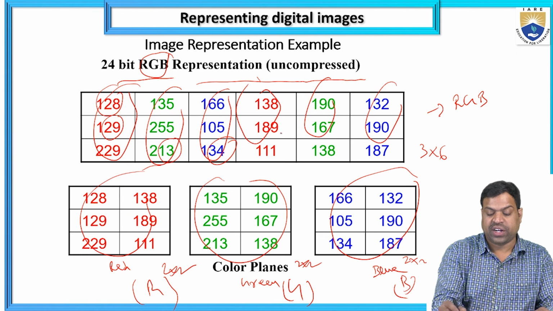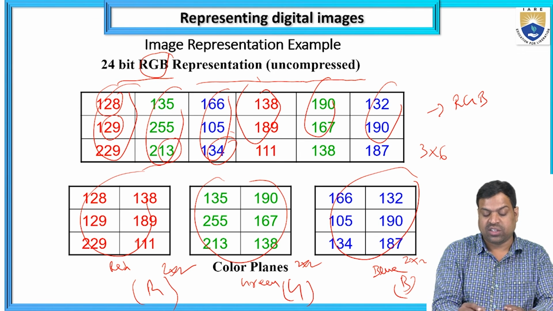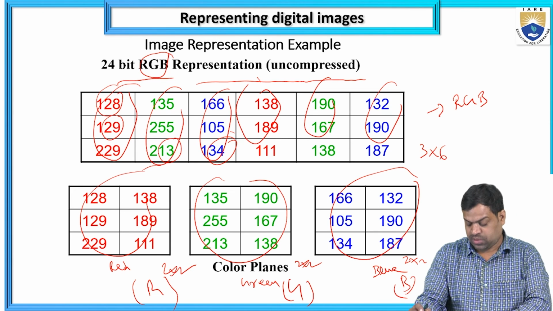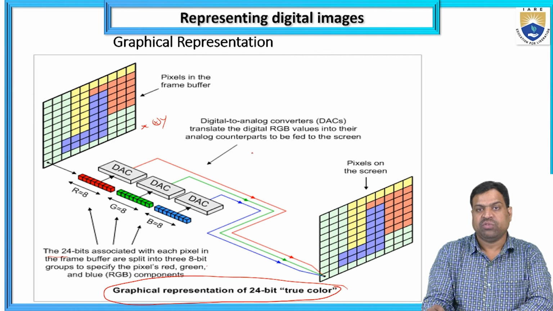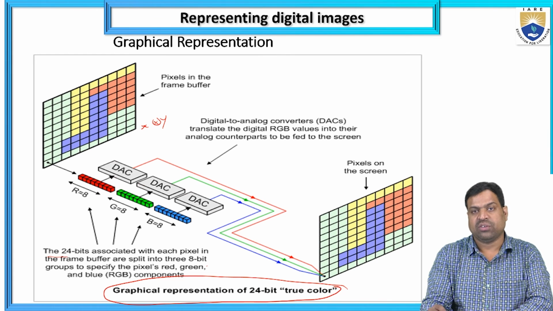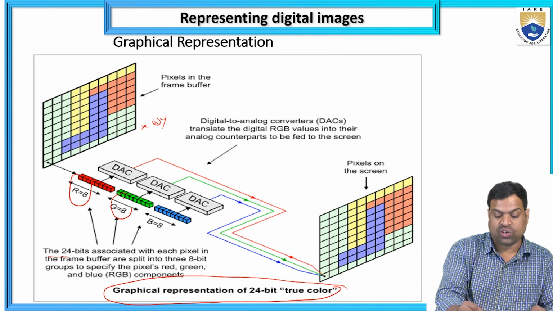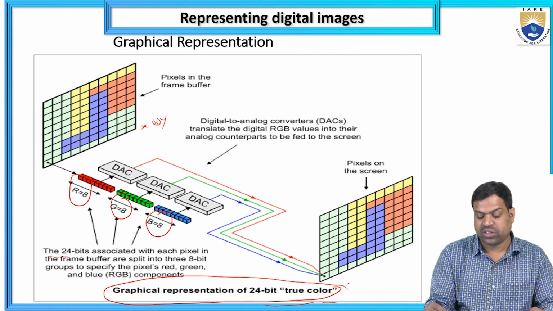So here there are different colors, red, green, blue. I am dividing red into one group, green is one group and blue is one group. So an analog image is converted into another image with the help of DAC, digital to analog conversion. What are the color codes? RGB, R equal to 8, G equal to 8 and B equal to 8. So it is a graphical representation of 24-bit true color.